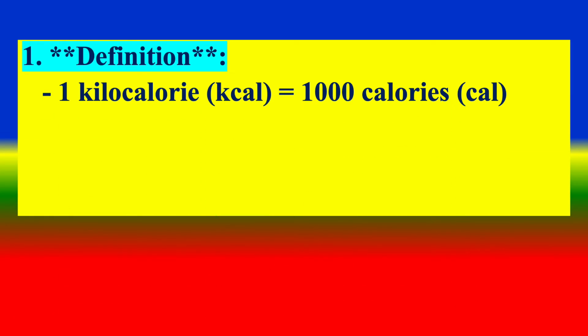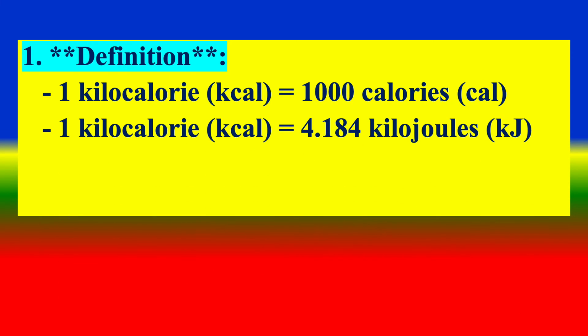Defined by equation, 1 kilocalorie is equal to 1000 calories. 1 kilocalorie is equal to 4.184 kilojoules.